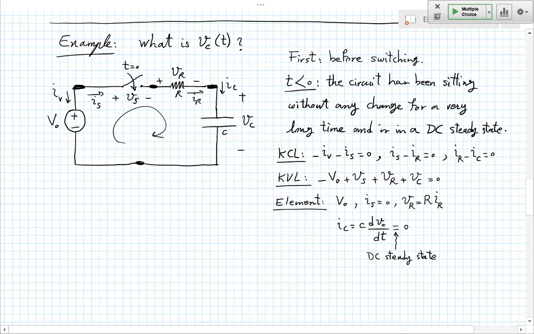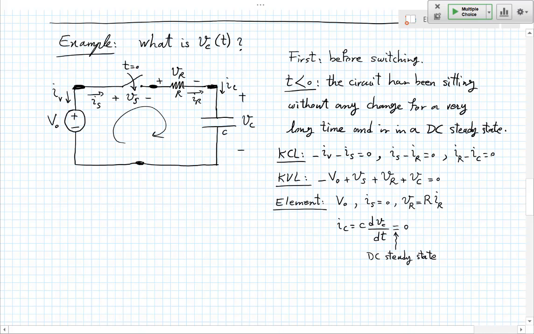Well, let's try to solve the system. So let's start with the things that we do know. V naught we know, that's a known parameter of the problem. Is is 0, it's a piece of information. So if you look at the KCLs, for instance, immediately from there you conclude that IV is equal to 0, which you might say it's trivial because you have the source here. And if the switch doesn't allow the passage of any current, then the source cannot have any current going through. So IV equals 0.